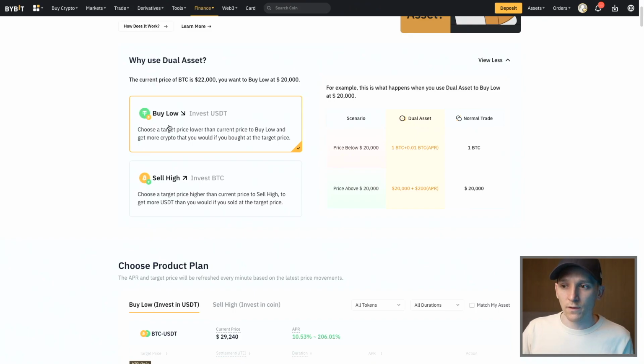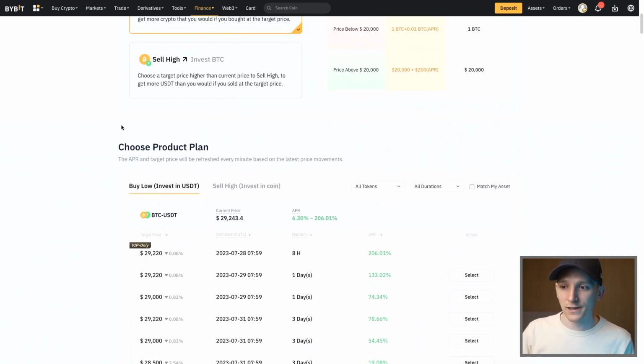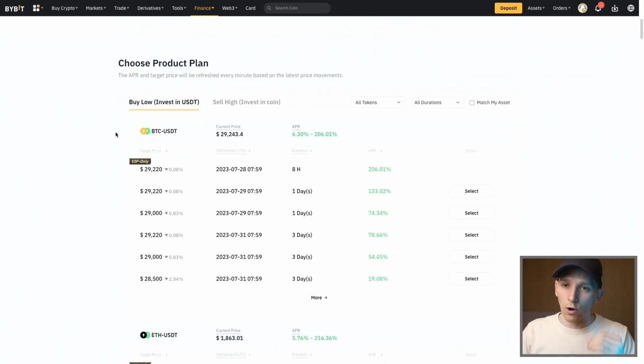So this is what they call buy low. What you're actually doing here from an options standpoint is giving someone the option to sell Bitcoin to you at a price in the future. And what you're actually doing with options is writing a put. So you're giving them the option to sell you Bitcoin at a specific price in the future. And this is known as buy low because you're actually giving them the option to sell you Bitcoin at a lower price than it is now.